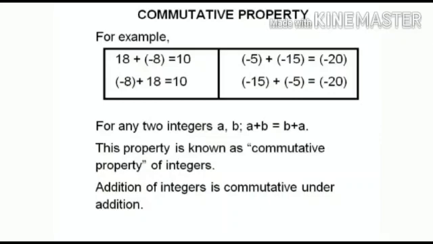In the same way, negative 5 is added to negative 15, the result is negative 20. And negative 15 is added to negative 5, the result is also negative 20. This proves that for any integers a and b, a plus b is equal to b plus a. This property is known as commutative property.